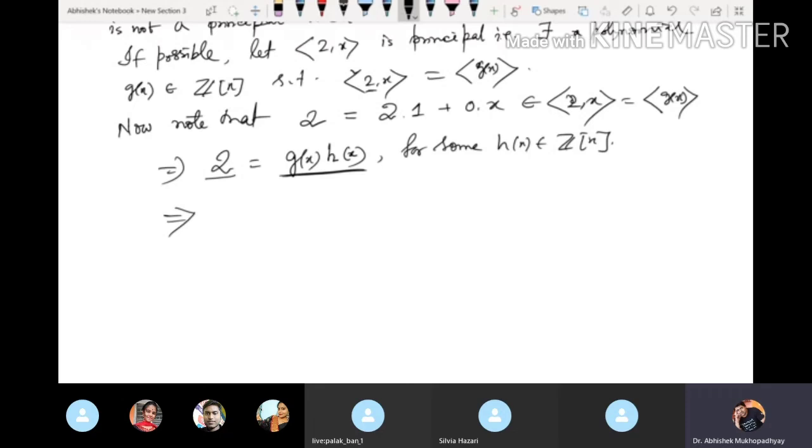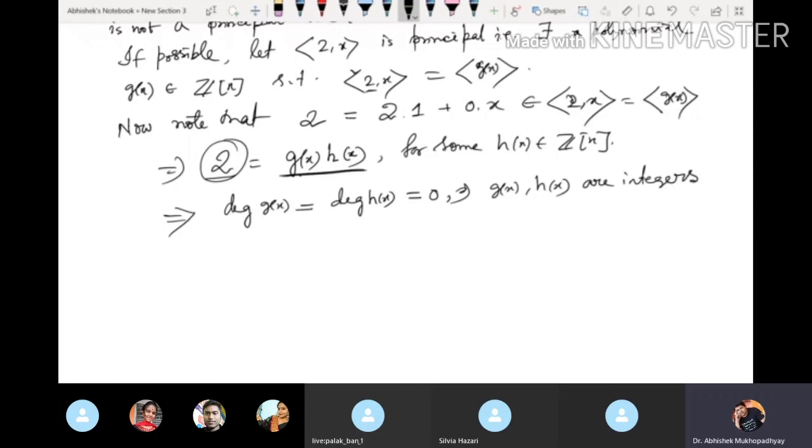So what does it imply? Degree of 2, since it is a constant polynomial, is 0. Therefore degree of g(x) is 0 and degree of h(x) is also 0. Now since their degrees are 0, g(x) and h(x) both are constants. That is, both are integers only.